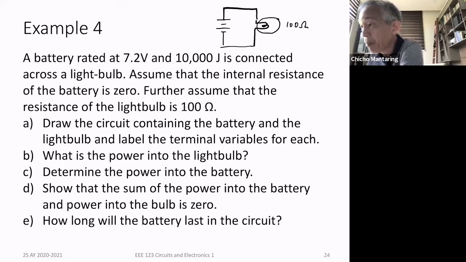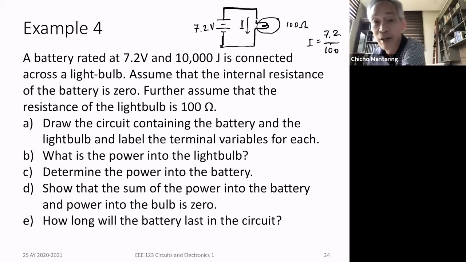We did not take up Ohm's law yet. We don't know Ohm's law yet. But okay, your current I will flow. So just believe me, for the time being, I will be 7.2 over 100. This is in amperes. So this is 72, in effect, 72 milliamperes.